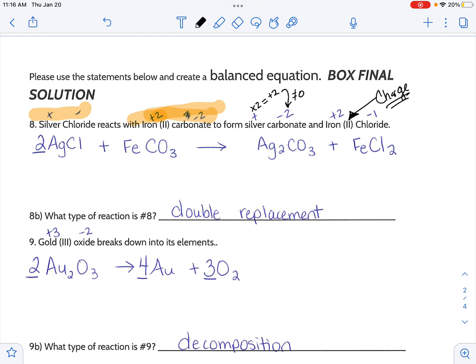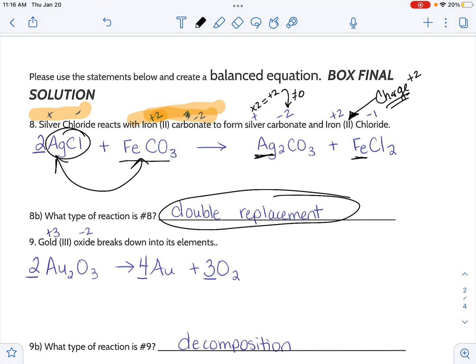And again, you can make notes on your paper right now as I'm going through this to help you with studying. This would be a double replacement reaction. We have a compound and a compound, and we can see that the iron and the silver have switched places. So this is going to be a double replacement reaction.